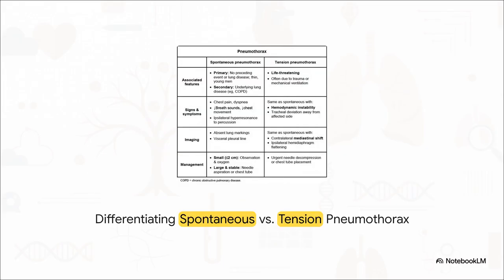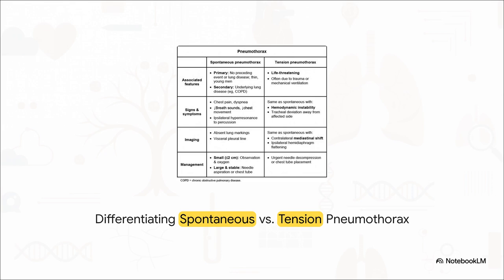So how do we differentiate a primary spontaneous pneumothorax from a tension pneumothorax? It comes entirely down to hemodynamics in the physical exam. A tension pneumothorax is life-threatening. You'll see hemodynamic instability, distended neck veins, and tracheal deviation pushing away from the affected side. A simple spontaneous pneumothorax, on the other hand, maintains stability.